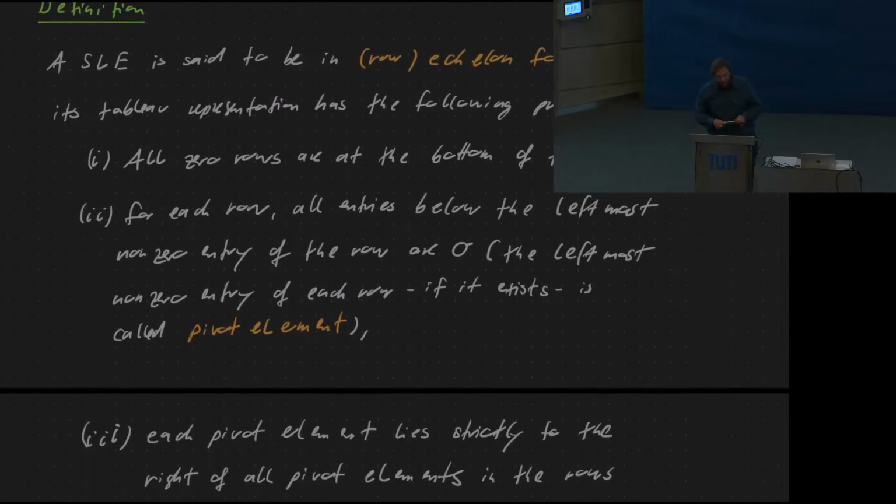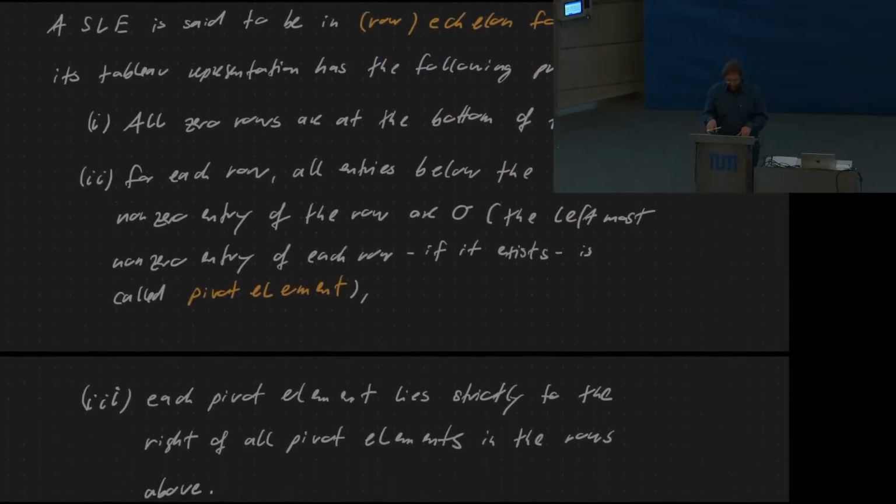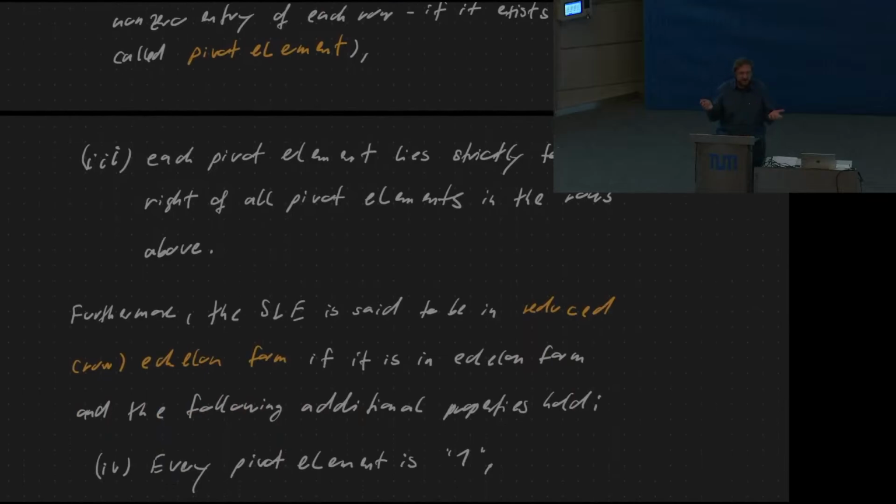And for each row, all entries below the leftmost non-zero element in the row are 0. So the leftmost non-zero element in a row, let's take the second row for example, the leftmost non-zero element in there is this 1 here. And all entries below that 1 are 0. Right? So there's zeros below the staircase. That's what this says basically. And these leftmost non-zero elements, those are called pivot elements. If they exist, right? Of course, the 0 row doesn't have a pivot element.